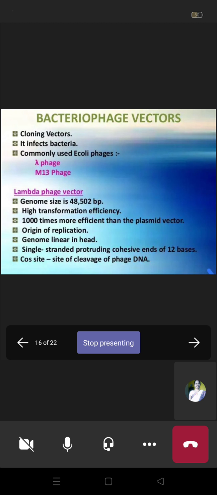So here the lambda phage vector, its genomic size is 48,502 base pairs, and it has high transformation efficiency, 1000 times more efficient than plasmid vectors. And here origin of replication, genome linear in head, and single stranded cohesive ends of 12 base pairs, sites of cleavage of the phage DNA.